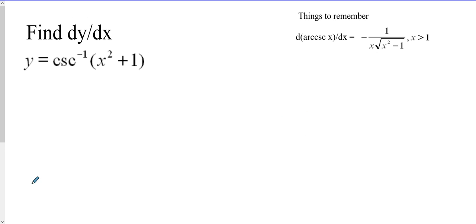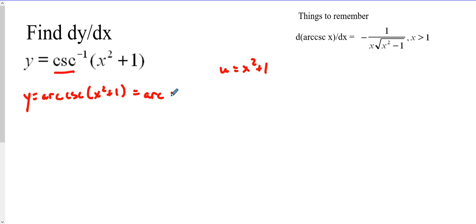All right. Another one. We have cosecant. Cosecant is very similar to secant. Same thing. You see this inside. So this is the same thing if you'd see arc cosecant of x squared plus 1. We're going to use the chain rule. You have a u right here, which is going to be x squared plus 1, and so this can be written as arc cosecant of u.